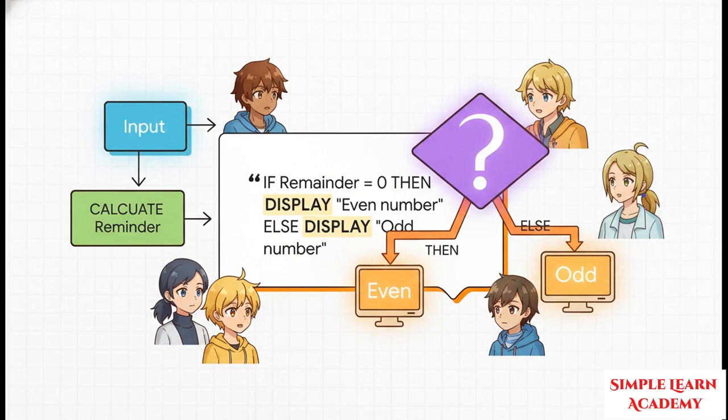Now check this out. This is the exact same logic, but written in pseudocode. The read number part, that's our input parallelogram. The calculate remainder, that's our process rectangle. And that whole if, then, else block, that's a perfect match for the decision diamond and its two branches. See? Same logic, just a different way of showing it.